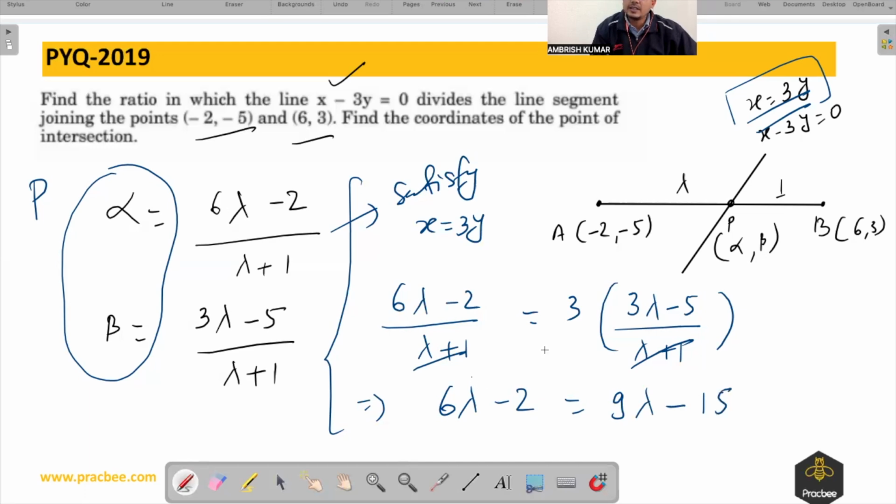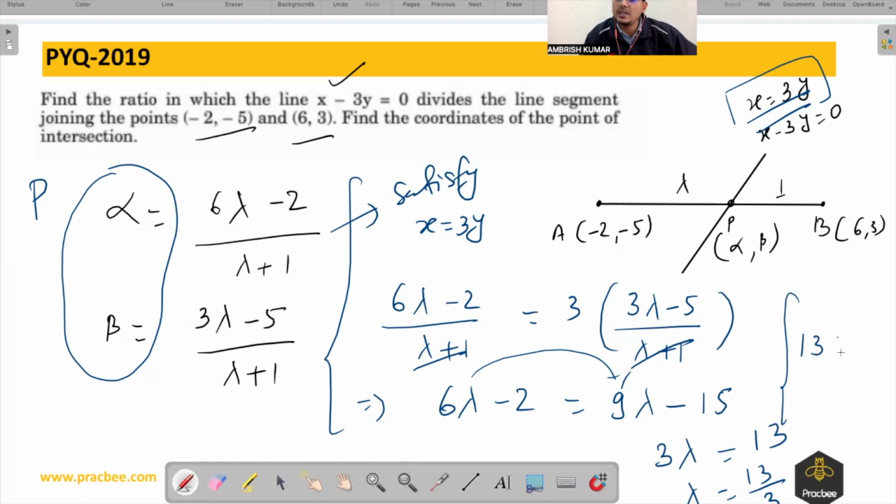So you can take this lambda on this side. So 3 lambda equals this -15 goes on that side, so 15 - 2, 13. Right? So lambda is 13 by 3. So this is the required ratio, right? So the required ratio is going to be 13 : 3. Clear?